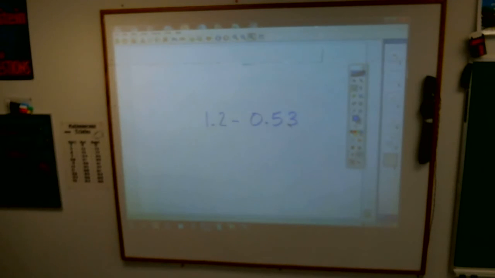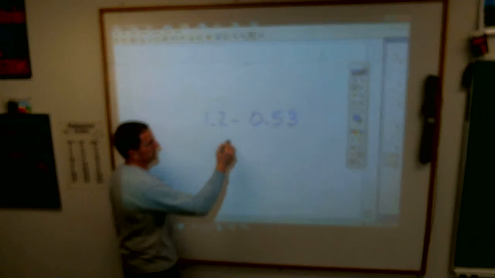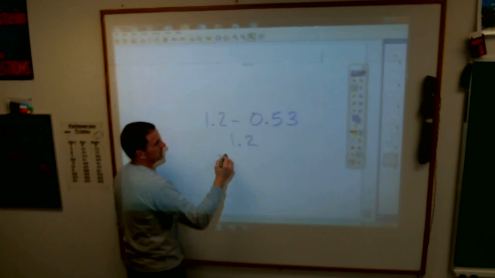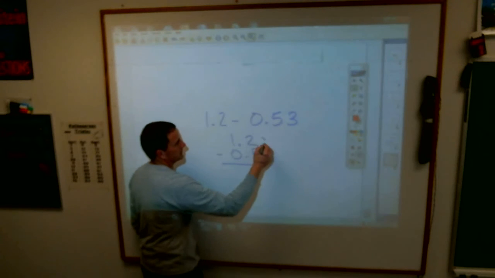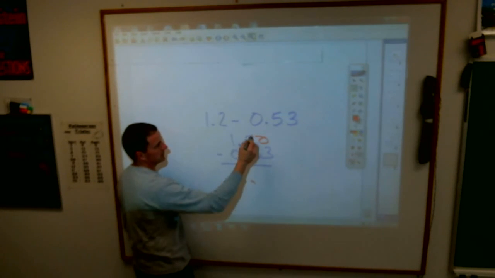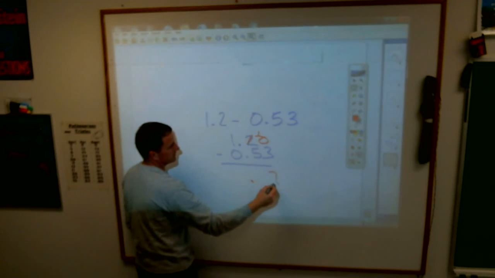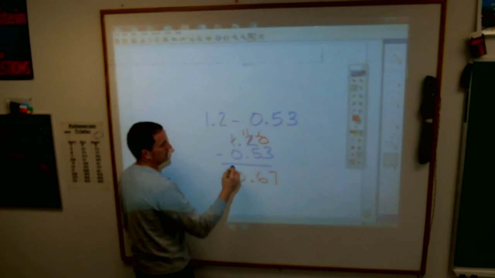What do we get for an answer? Cassie? 0.67. 0.67. Let's look and see. 1.2 minus 0.53. I probably want to stick a 0 there. My answer's going to have a decimal right there. 3 from 7 is 7. This is a 1. That's an 11. 0.67.